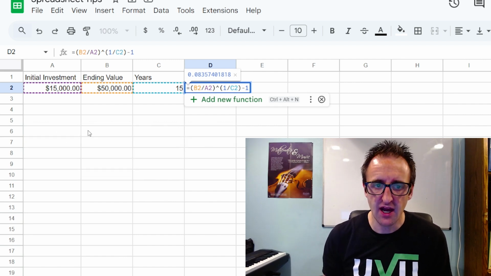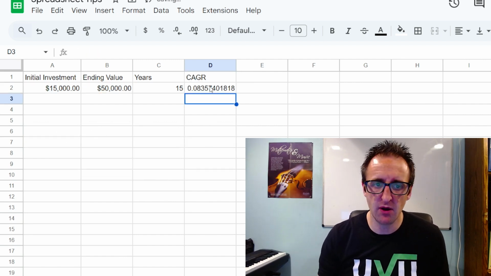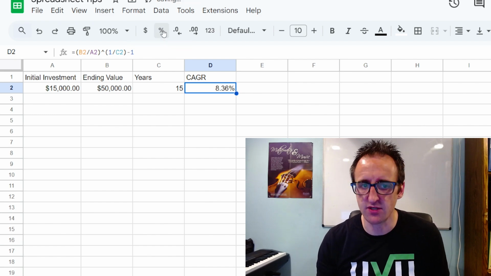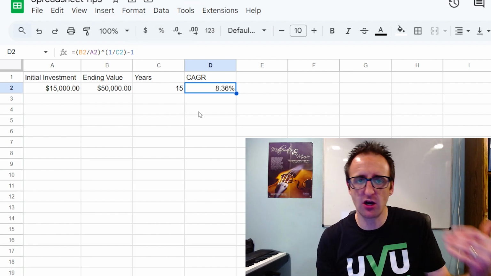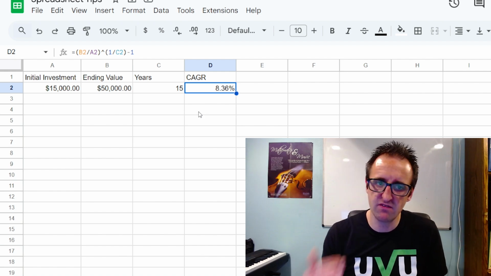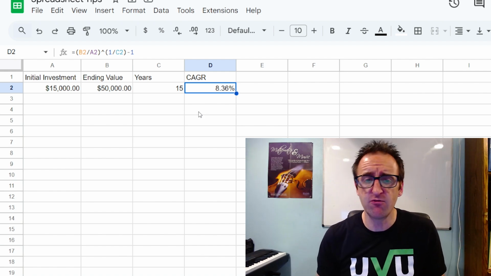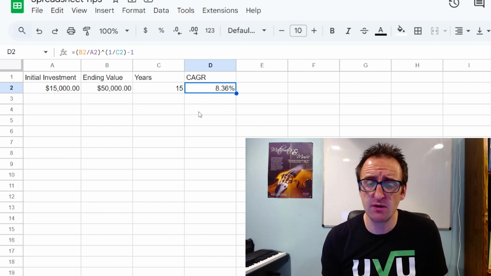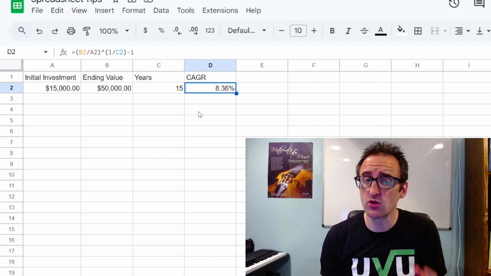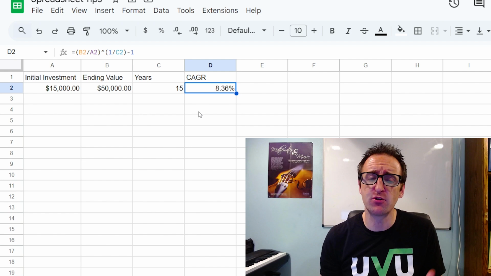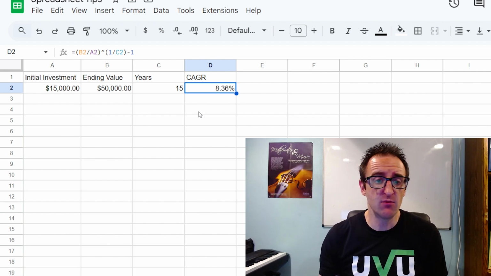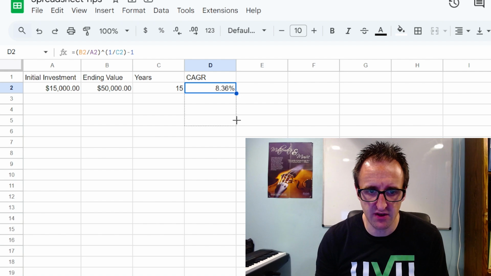If I hit enter, I get a weird decimal, but what we'll do is we'll convert that to a percentage. And so basically what this is saying is that if this investment, which started with $15,000 and ended with $50,000 after 15 years, if we had pretended that that had been an investment in an account that gained interest once per year, the interest rate that it would have had to have in order to produce this amount of growth would have been 8.36%.